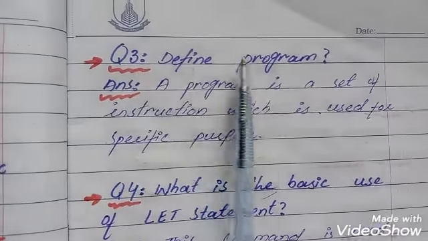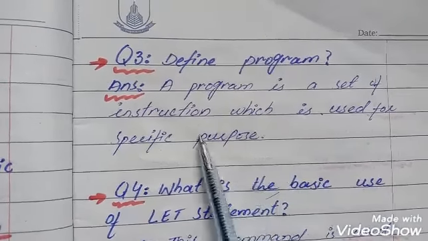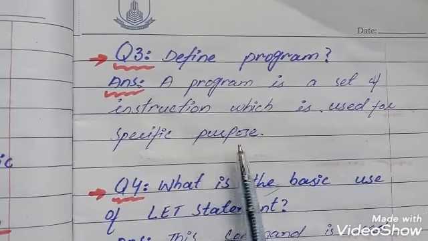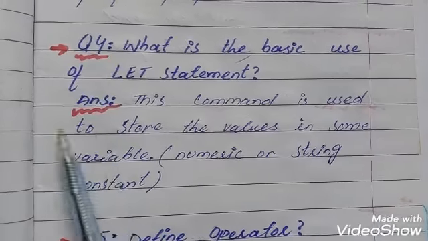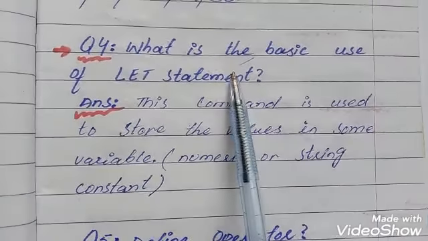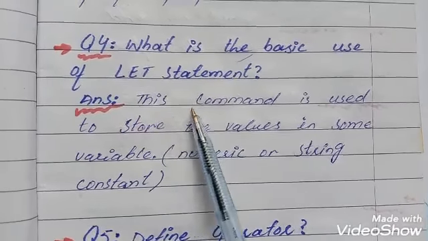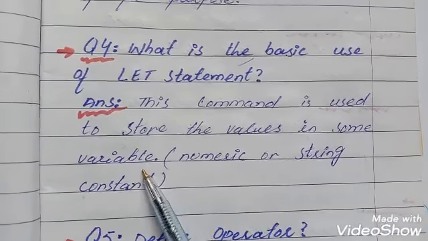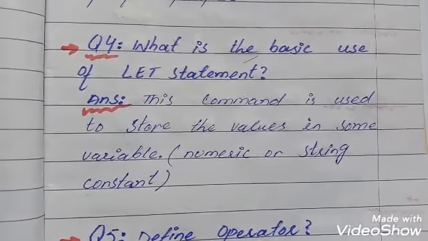Question number 3. Define program. Answer. A program is a set of instructions which is used for specific purpose. Question number 4. What is the basic use of let statement? Answer. This command is used to store the values in some variable, numeric or string constant.